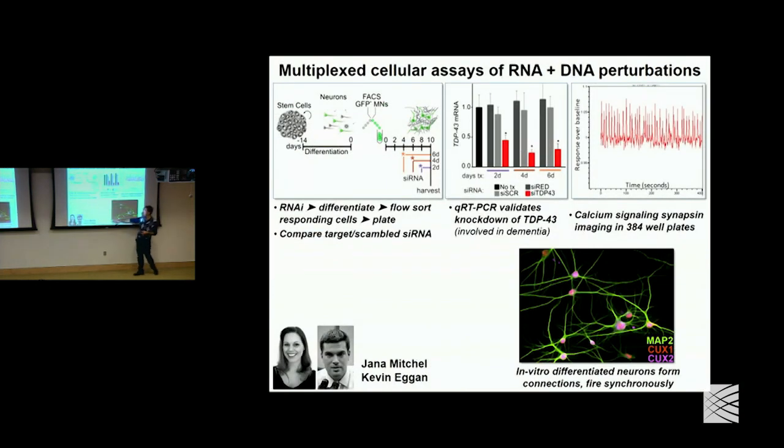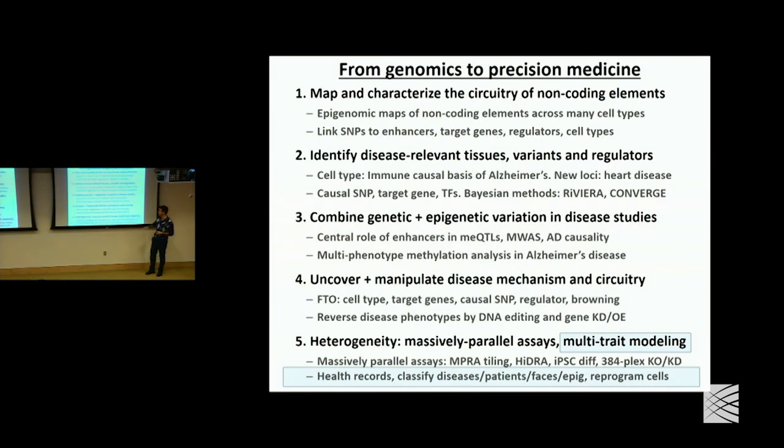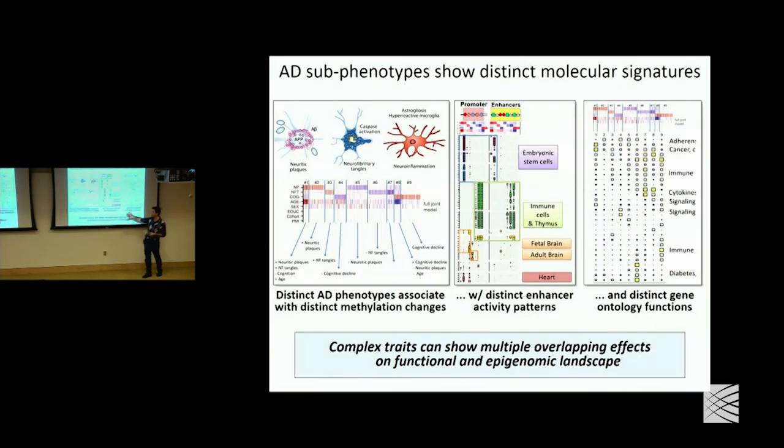And in collaboration with Kevin Eggan, we're now looking into high-throughput perturbation of cellular phenotypes, 384 wells at a time, to basically look at synaptic activity and neuronal activity in the context of schizophrenia. And in collaboration with several labs, we're now looking at the combination of multiple phenotypes.